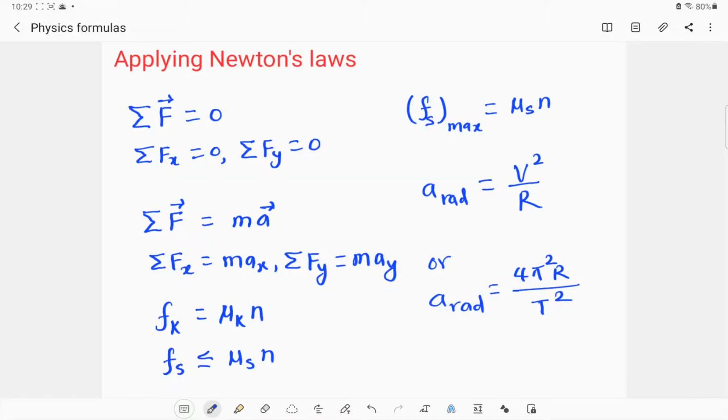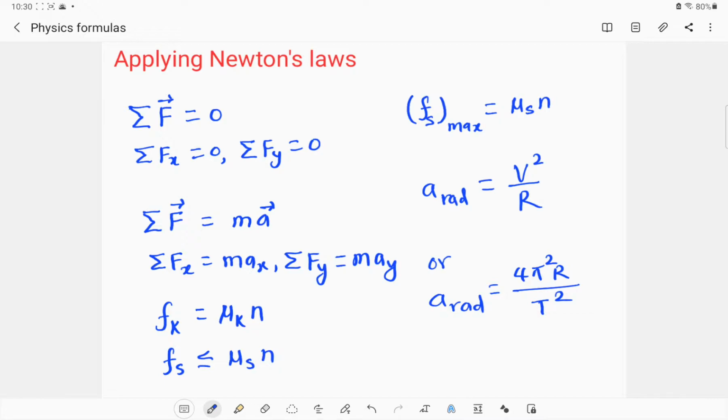In this lecture, I'm going to explain how to apply Newton's laws of motion for problem solving. I'm going to explain the very important formulas from Newton's laws of motion and discuss how we can apply them to solve problems. Okay, so getting started, you know it, but I'm going to briefly review Newton's laws.